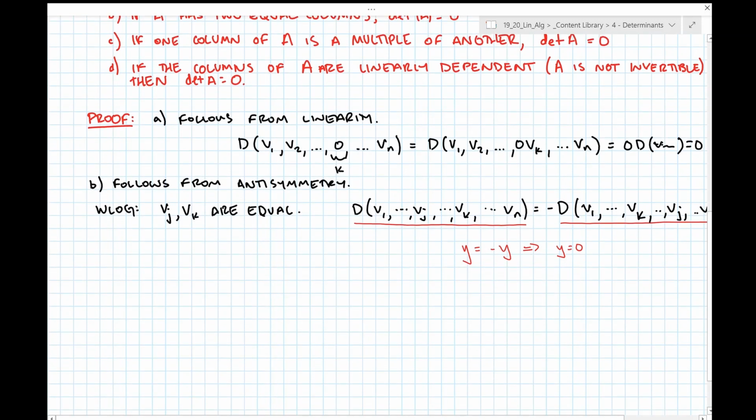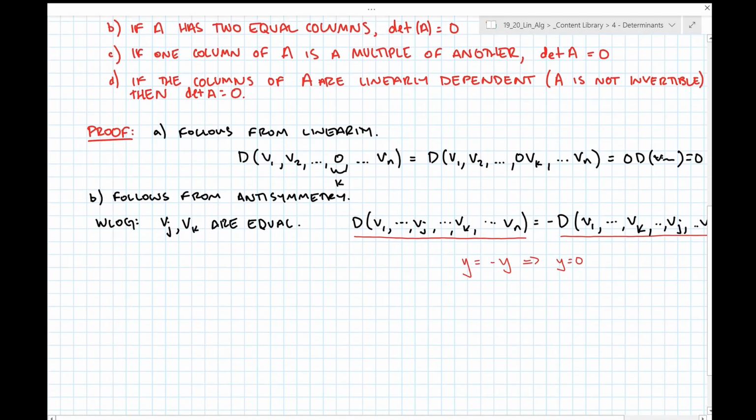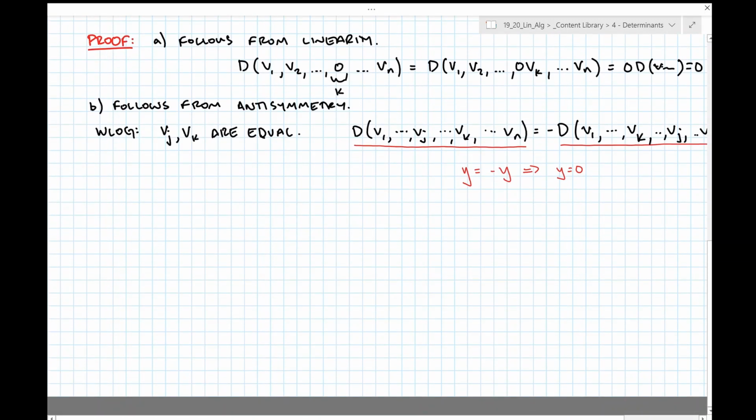Okay, let's take a look at a couple more things. Statement 3, if one column is a multiple of another, follows straight from linearity and this anti-symmetry argument. You would just multiply by a scalar and do a swap, and you'd get the same thing. That's not really super interesting.